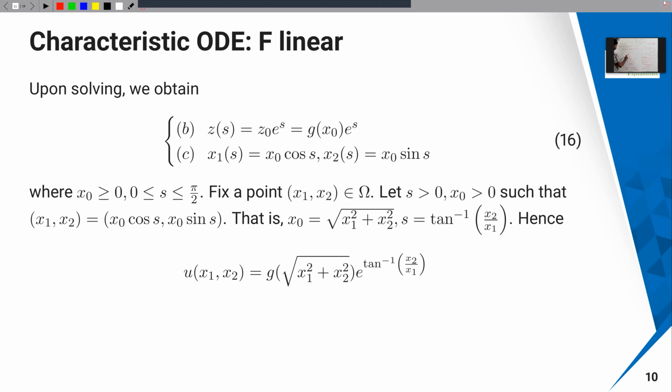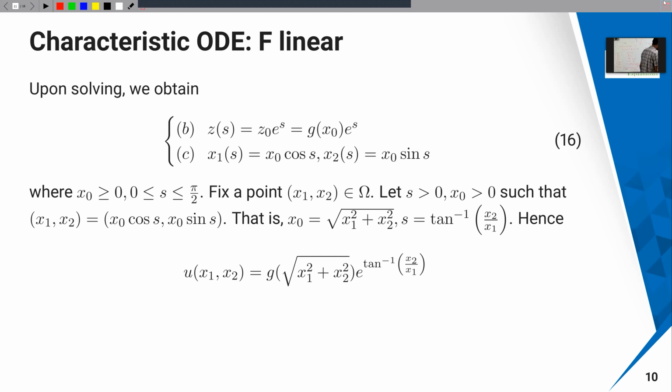Then this problem can be written this way. It can be written as g of x naught into e power s, which I can write as g of square root of x square plus y square into e power tan inverse of y by x. That is going to be my u. This is going to be the solution for this problem.